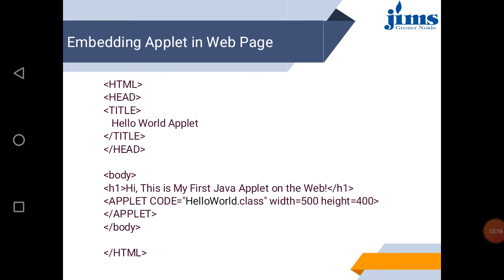So what we do here, we write one HTML file, and in HTML file, in body tag, we add one applet code tag. Here we mention our HelloWorld.class file, and we mention width as well as height, so that we can see output in HTML file, and we save this file with HTML extension.